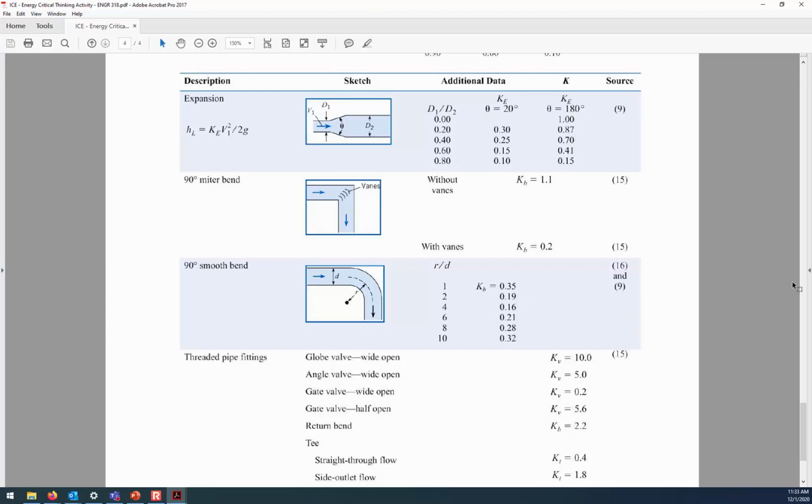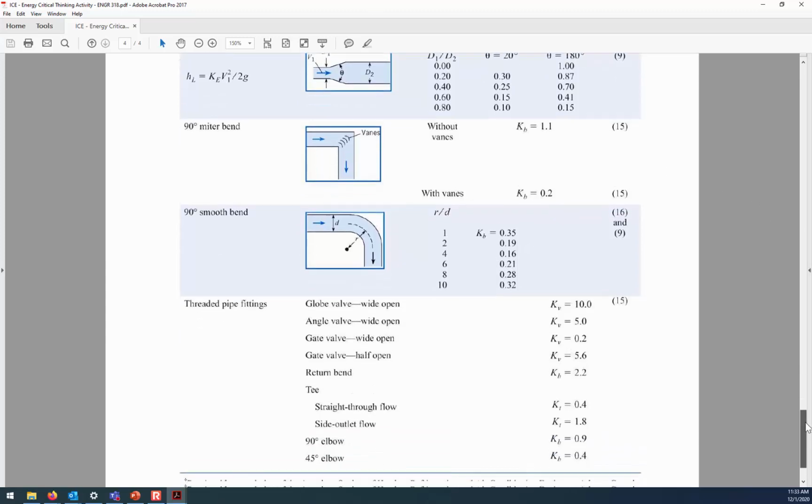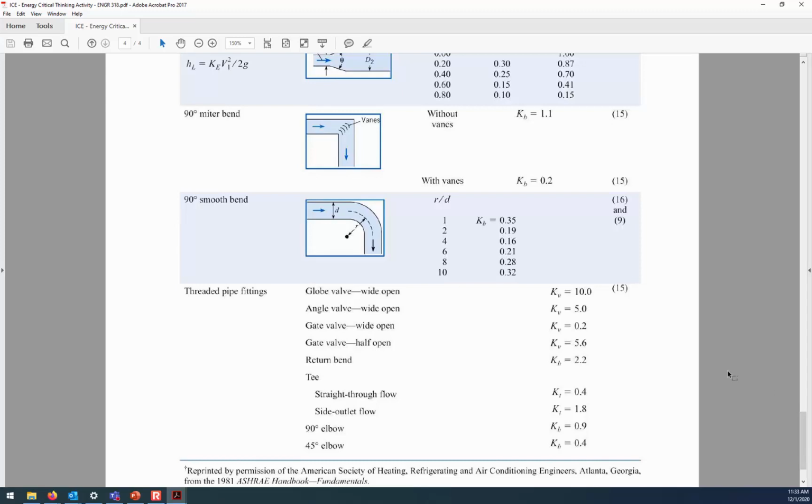So this table has information about a lot of different types of fittings, like different valves. A globe valve, where the water is entering, changing direction, going through a restricted diameter opening, and then changing direction again. There's a really high K value there because there's a lot of energy loss as water goes through a globe valve.